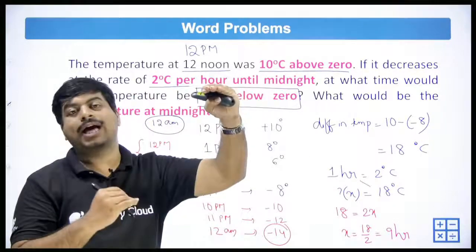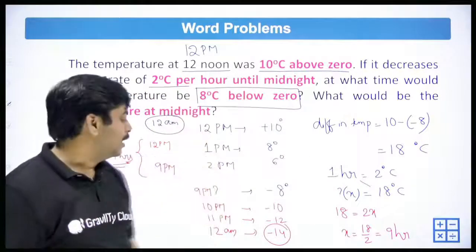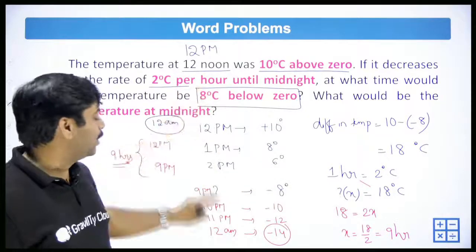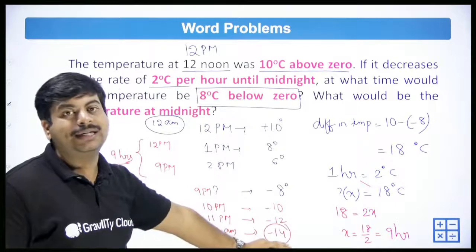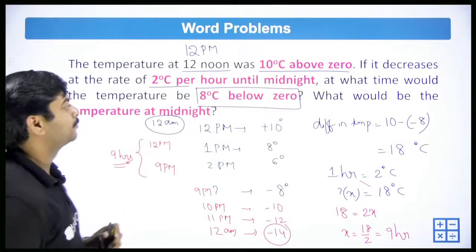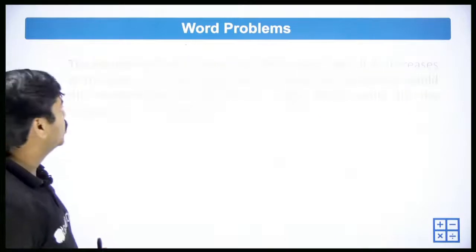To 9 p.m., you're having 9 hours, right? So you'll be falling at 9 p.m. minus 8, and at midnight, at 12 a.m., you'll be having minus 14 degrees Celsius. Understand? Right? Easy question. So let's move to one more question.